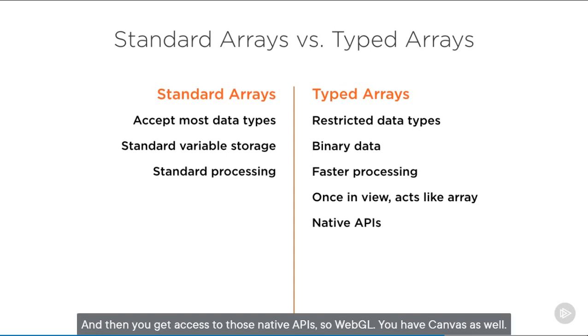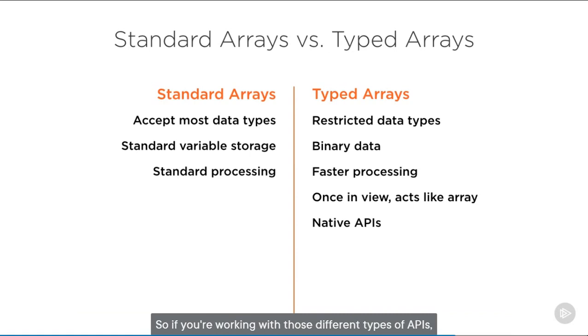So WebGL, you have Canvas as well. So if you're working with those different types of APIs, you have access to that and you can take advantage of that and make it go quicker and perform quicker by using these typed arrays. So that's some of the differences between a standard array and a typed array.